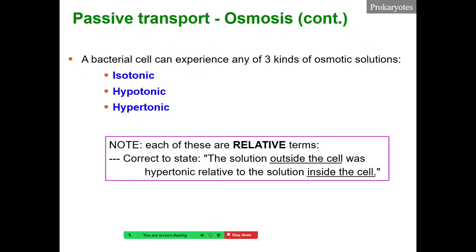So a bacterial cell, or actually any cell, can experience one of three kinds of osmotic solutions. There's an isotonic solution, a hypotonic solution, and a hypertonic solution. Each of these are relative terms, so it's correct to say the solution outside the cell was hypertonic relative to the solution inside the cell.